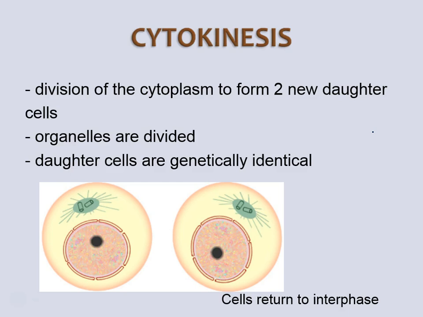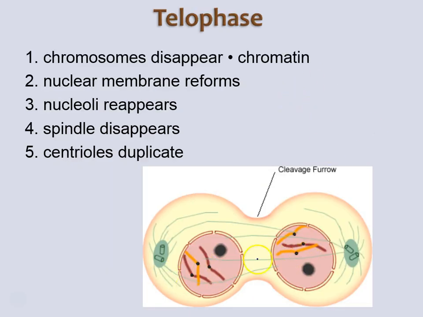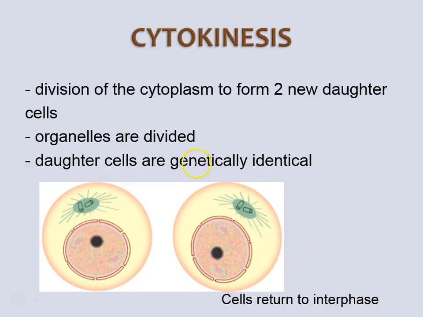And then last but not least is cytokinesis. This is usually happening about the same time as telophase. Cytokinesis is just the division of the cytoplasm. At this point, when we were in telophase, you now have two nuclei. Cytokinesis is going to break apart that cytoplasm so that now you have two separate cells. Otherwise, you'd have one cell with two nuclei. The two new cells that are created are going to be genetically identical. So that's really important. Mitosis creates two completely identical cells.